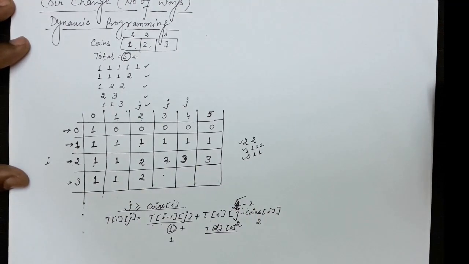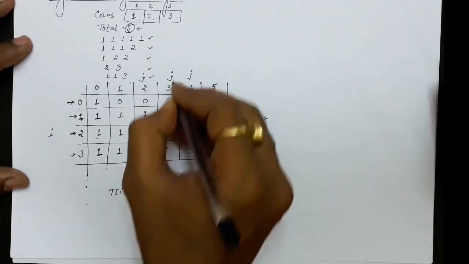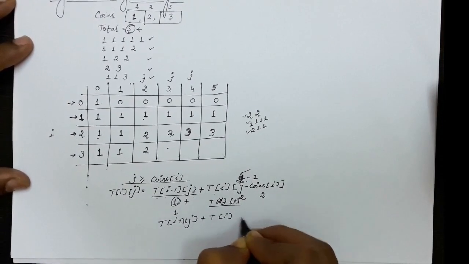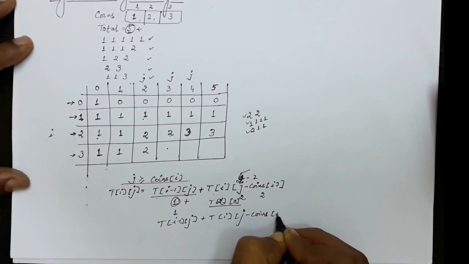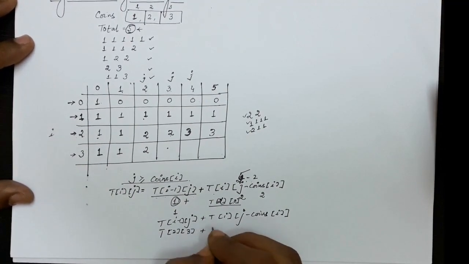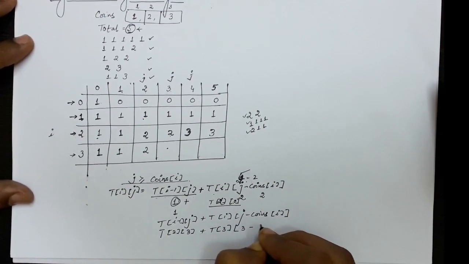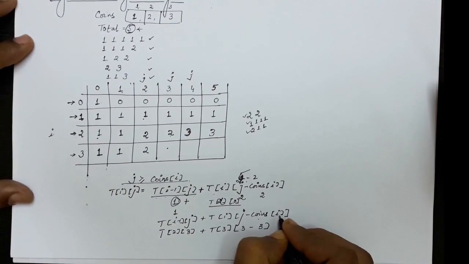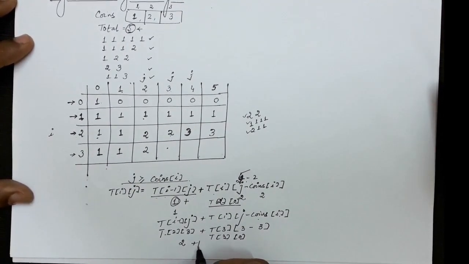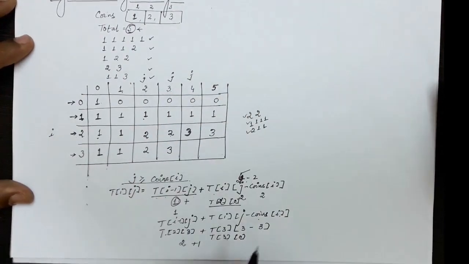Now I have to find this entry. How can this entry be found? Here j is 3. So T[i-1][j] plus T[i][j minus coins i]. Here i is 3. So T[2][3] plus T[i], i is 3, j is 3 minus coins 3. Coins i means coins 3, which has a denomination 3. So T[3][0]. I am referring to T[3][0]. So the T[2][3] entry is 2. The T[3][0] entry is 1. So 2 plus 1. There are 3 ways by which this 3 can be generated.